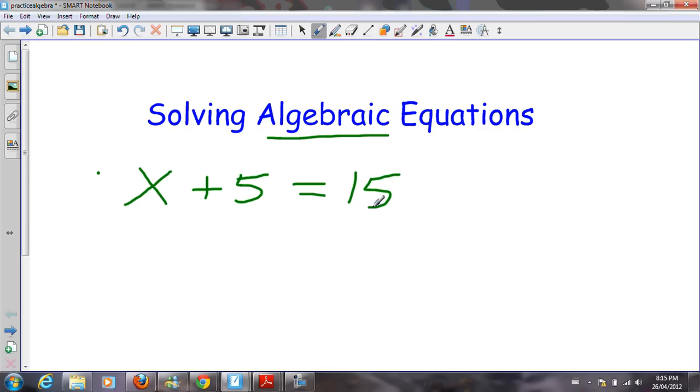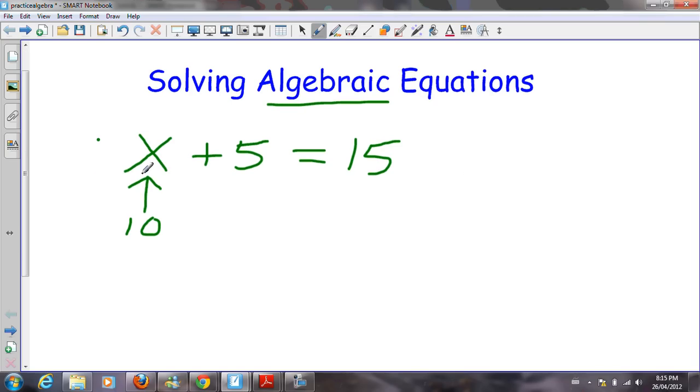Now, we don't need to really do anything to take a guess at what that x could be. We know it's going to be 10. So 10 plus 5 equals 15. So some of these expressions are pretty easy to figure out just by taking a guess at it. We're going to be looking at a few harder ones where we've got to follow a few simple steps in order to solve for x.